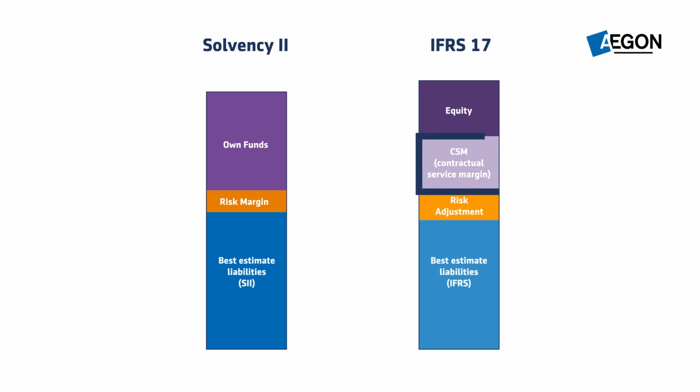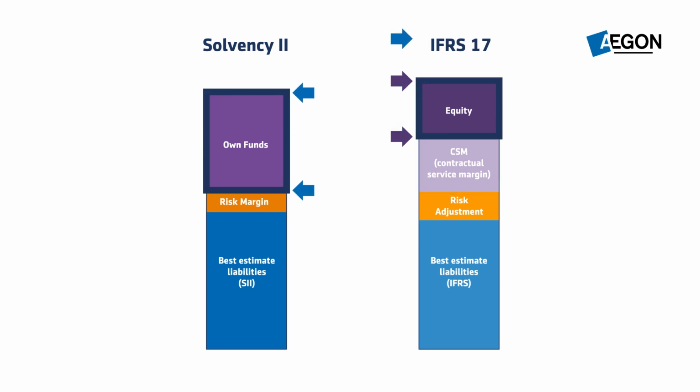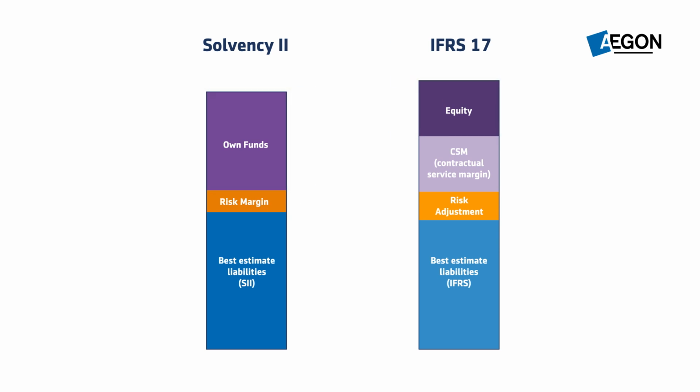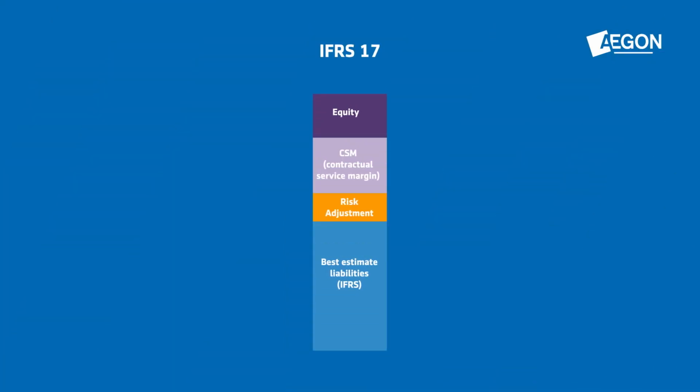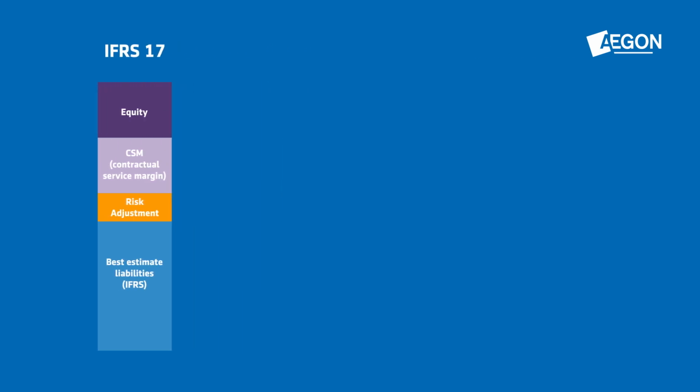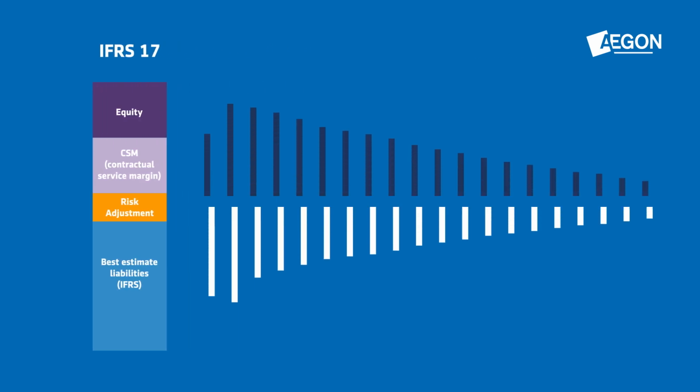The CSM is one of the key reasons why the IFRS 17 equity is lower than own funds under Solvency II. However, CSM and risk adjustment are expected to be released over time as profits through the income statement. The lower equity stock leads to a higher earnings flow. Now we will take a closer look at how we get to these balance sheet components by looking at the corresponding cash flows.